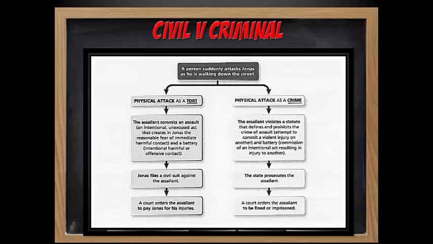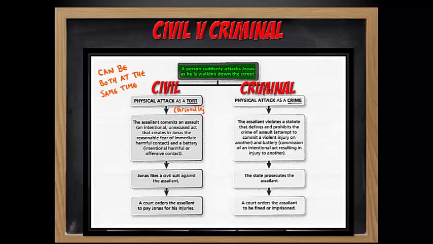So, the example of assault and battery. A person is attacked as he is walking down the street. It can be both civil assault and battery and criminal assault and battery. Civil wrongdoings are sometimes called torts or personal injuries.